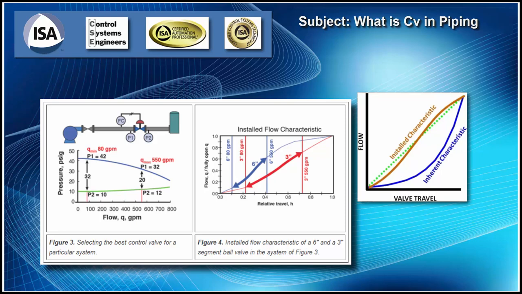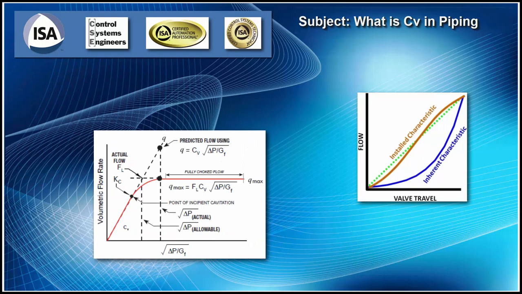The curve you'll see from the factory is called the inherent characteristics from the plant. And when it's installed, it's called the installed characteristics. These curves tend to flatten out. Instead of going up as a squared function, it'll flatten out and become more linear because we lose pressure. Therefore, we lose CV as we speed up.